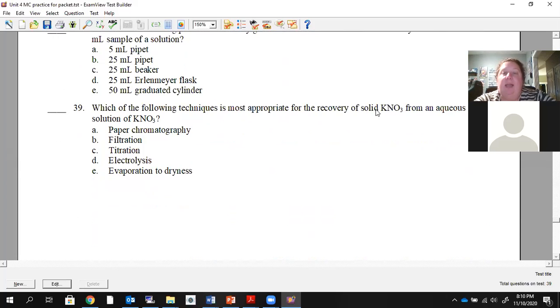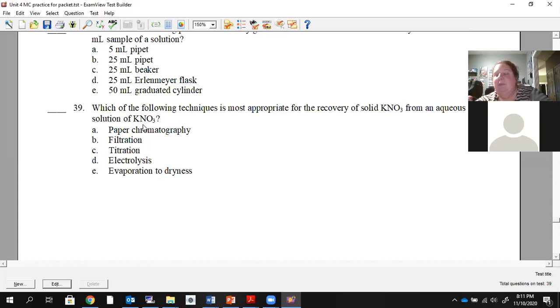If I want to get solid potassium nitrate, but it's in an aqueous solution, that means that potassium nitrate is dissolved in that water and it's currently broken up into ions. So there's nothing solid sitting in that aqueous solution. So if I filter it, everything is going to pass through the filter paper. I'm not going to catch anything. Since potassium nitrate is soluble in water, I'm going to have to get rid of that water to reform solid potassium nitrate. So we'd want to evaporate it.